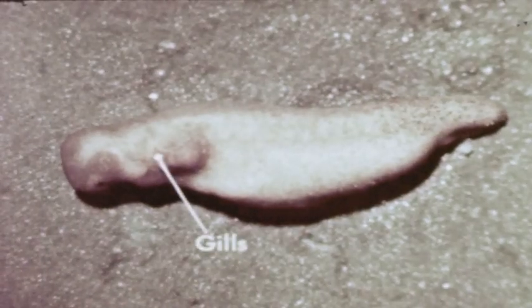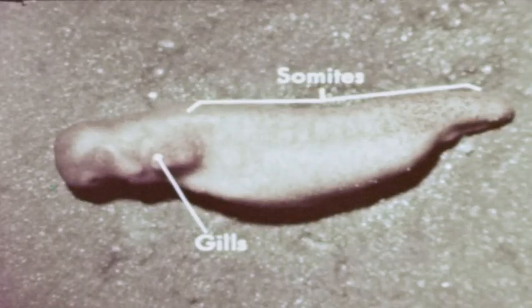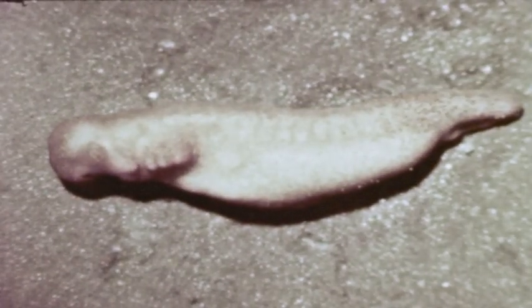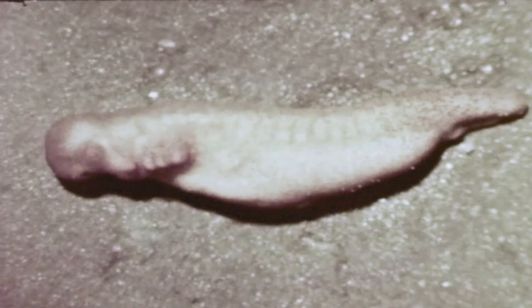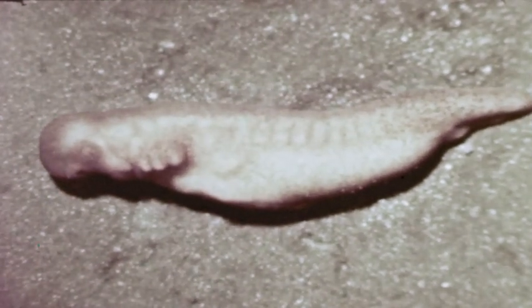And the gills. Somites become apparent too. From these, you recall, vertebrae, muscles, and other tissues will develop. At last, the larva is ready to hatch.